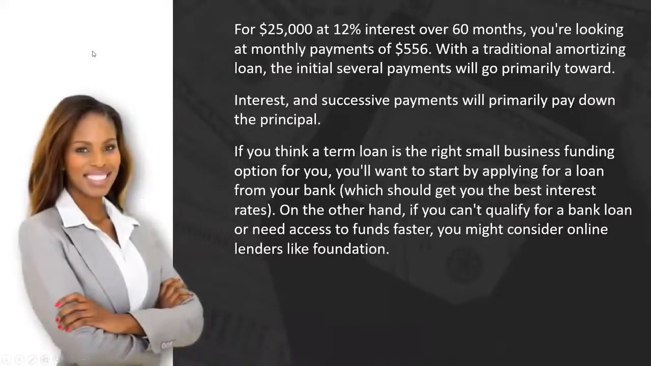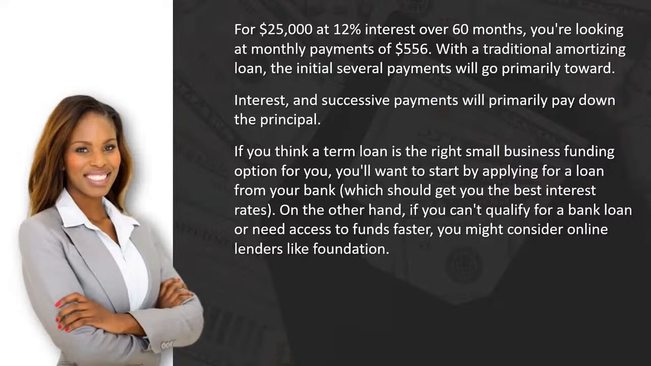Going back to what we just stated, for $25,000 at 12% interest over 60 months, you're looking at paying $556. With a traditional amortization period, the initial payments go primarily toward interest. When you have a loan amortization table, the balance gradually decreases with the payments. Over the first months, the majority of the money goes toward interest. As you get further into the loan, from the middle to the end, the majority of those payments go toward decreasing the principal amount, or the $25,000.